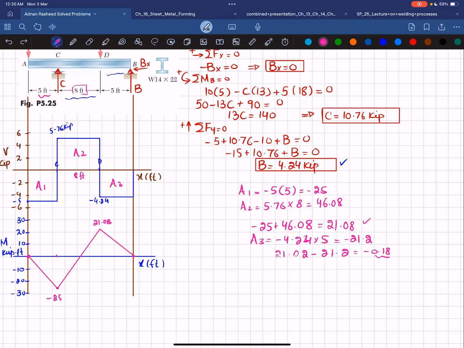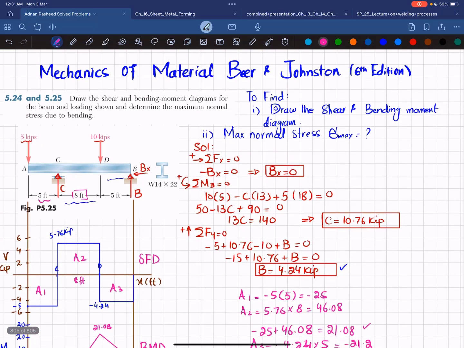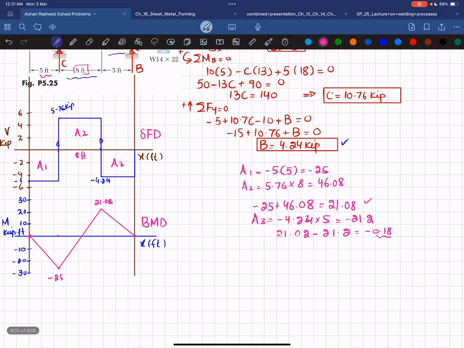So this is your bending moment diagram for the beam and this is your shear force diagram. Okay. Moving toward part B, in part B we have to determine the maximum normal stress. So we know that maximum normal stress is equal to absolute value of maximum bending moment divided by section modulus. And from this shear force bending moment diagram, you can see that maximum bending moment is 25 kilonewton into meter.